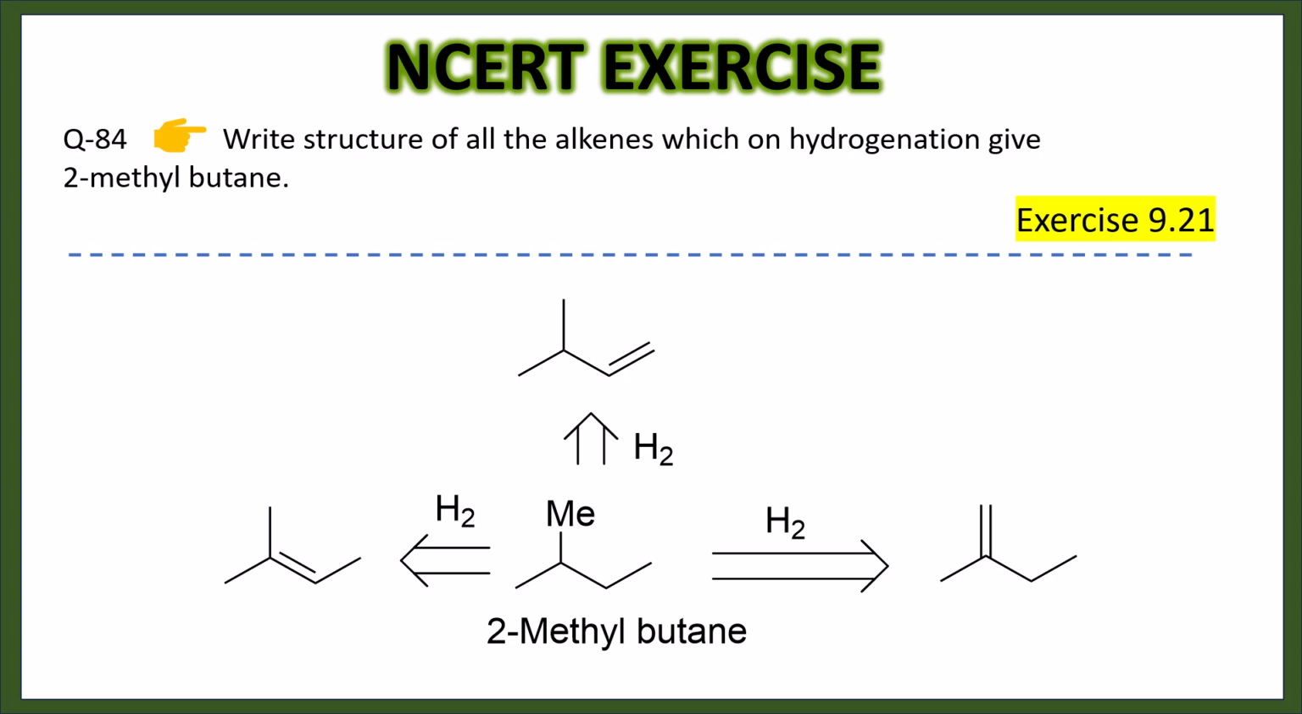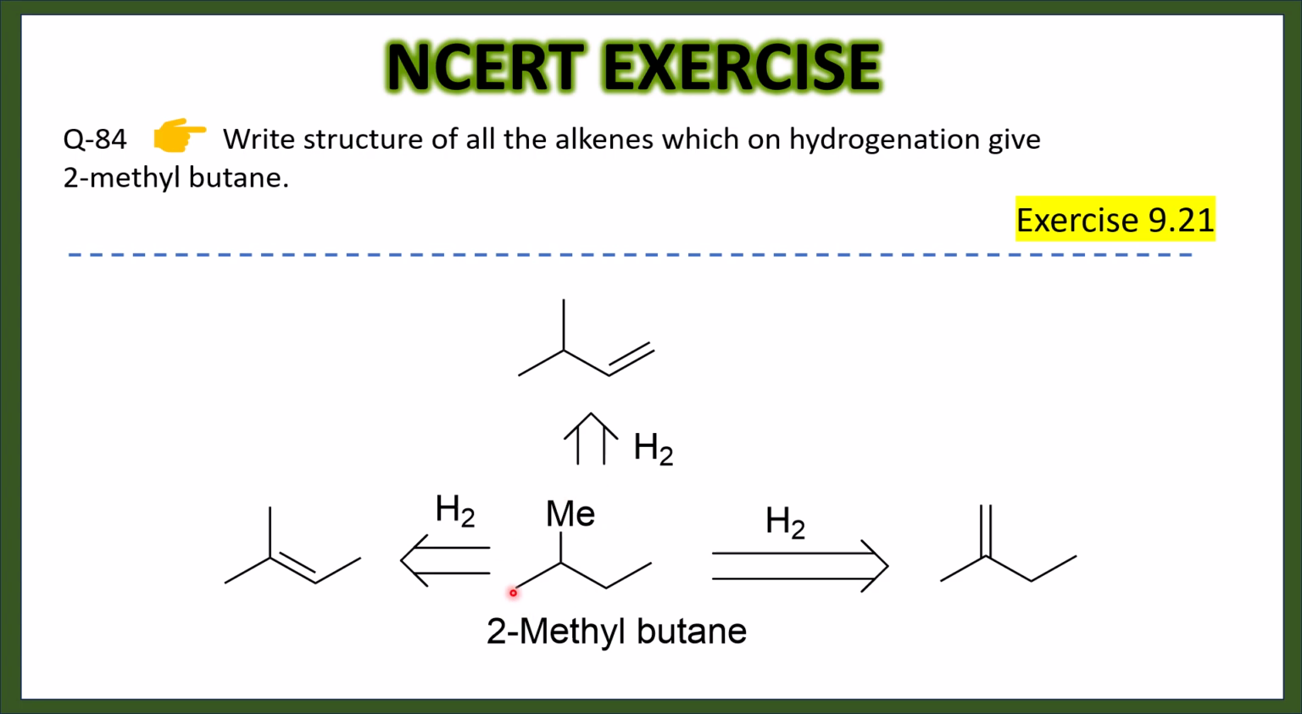Now coming to question number 84: write the structures of all the alkenes which on hydrogenation give 2-methylbutane. So this is the 2-methylbutane structure. Here the double bond can be present on this side, on this side, on this side, and on this side. So this side double bond and this side double bond give the same structure. That means hydrogenation of this one gives this one.